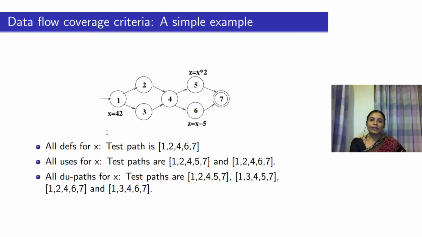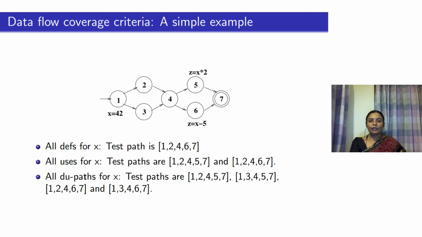All uses says the definition of X at 1 should reach all the possible uses for X, which are the two uses for X, one at node 5, one at node 6. So for the all uses test requirement for X, the test paths are 1, 2, 3, 4, the use at 5, ending at 7, and 1, 2, 3, 4, the use at 6, ending at 7. Is this clear? Alternatively, you could consider 1, 3, 4, 6, 7 also. The third one, in fact, does that. The third one is the strongest data flow coverage criteria.